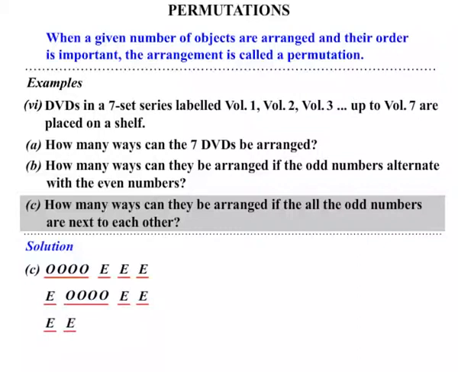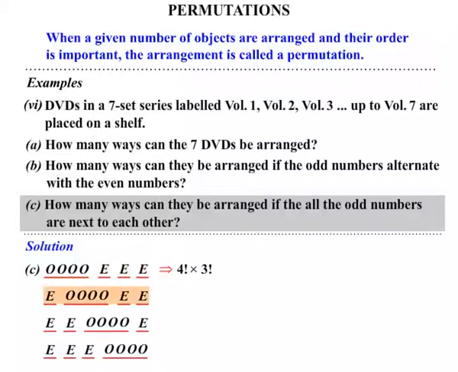2 evens at the start, the odds together, and then the last even. Or finally 3 evens, and then the odds together like that. Now let's consider each way. That first scenario, well, those odds, there's 4 of them, they can be arranged 4 factorial ways, and the evens can be mixed up amongst themselves 3 factorial ways, so we multiply.